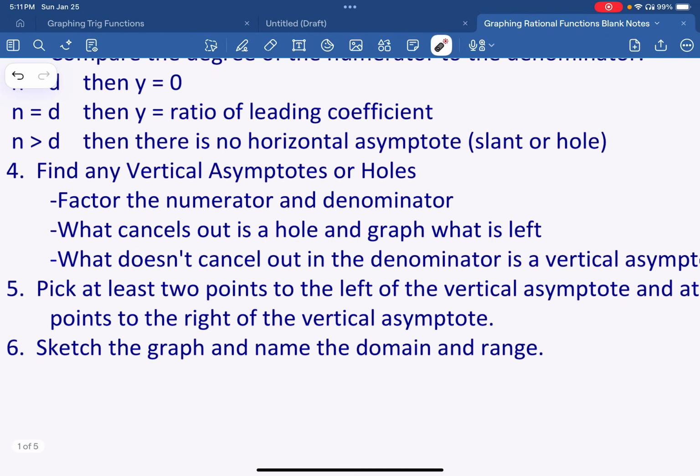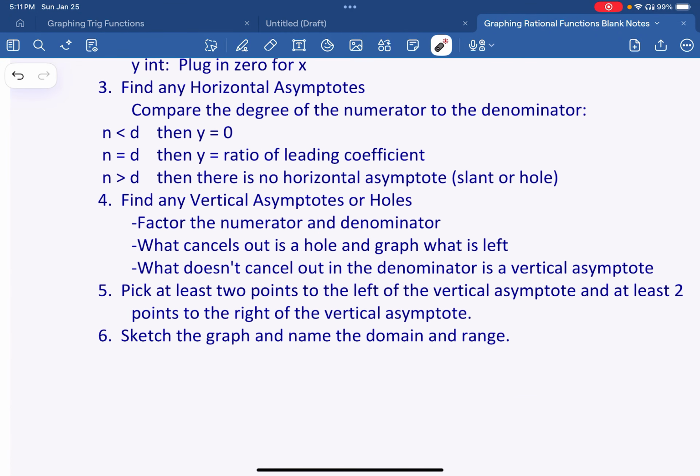And then number 5, usually what I do is pick just a couple points to the left of the vertical asymptote and a couple points to the right of the vertical asymptote just to get a good shape of the graph. And then after that, we take what we know and we sketch that graph and we'll name the domain and range.